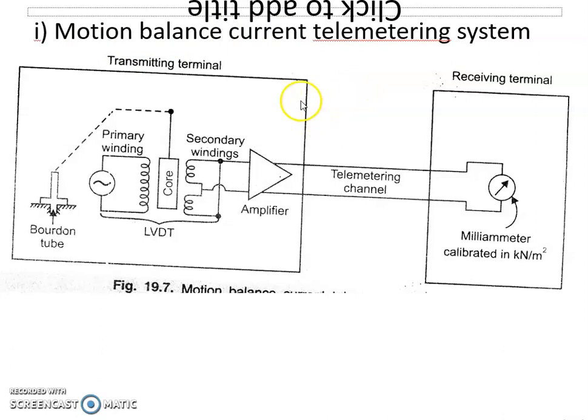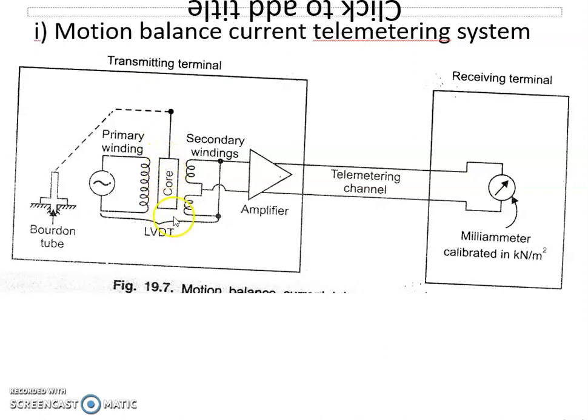So in this system, the slide wire potentiometer is replaced by a position detector like inductor transducer or capacitor transducer. So in case of motion balance current telemetering system, a linear variable differential transducer, LVDT, has been used as inductive transducer here. So in this case, when pressure is applied on the Bourdon tube, that Bourdon tube displaces or moves the core of the LVDT.